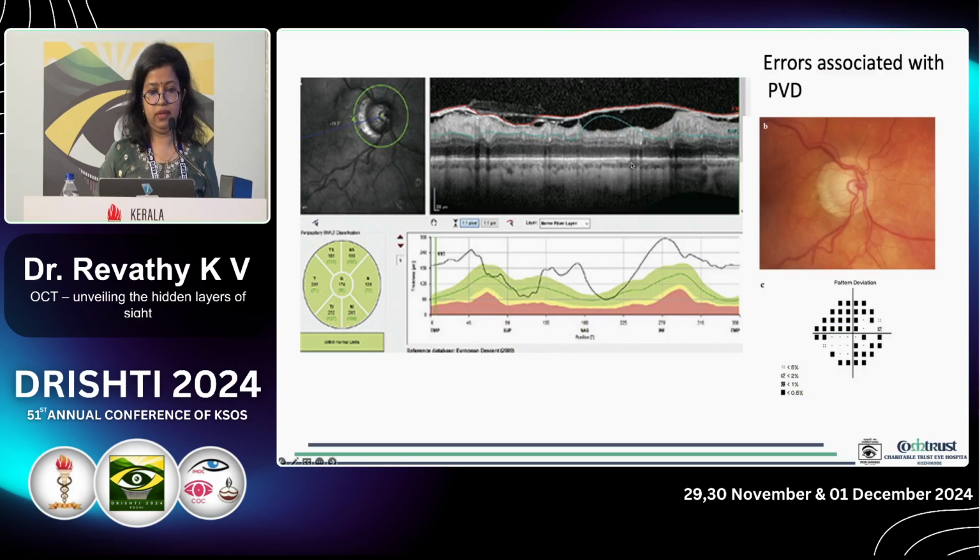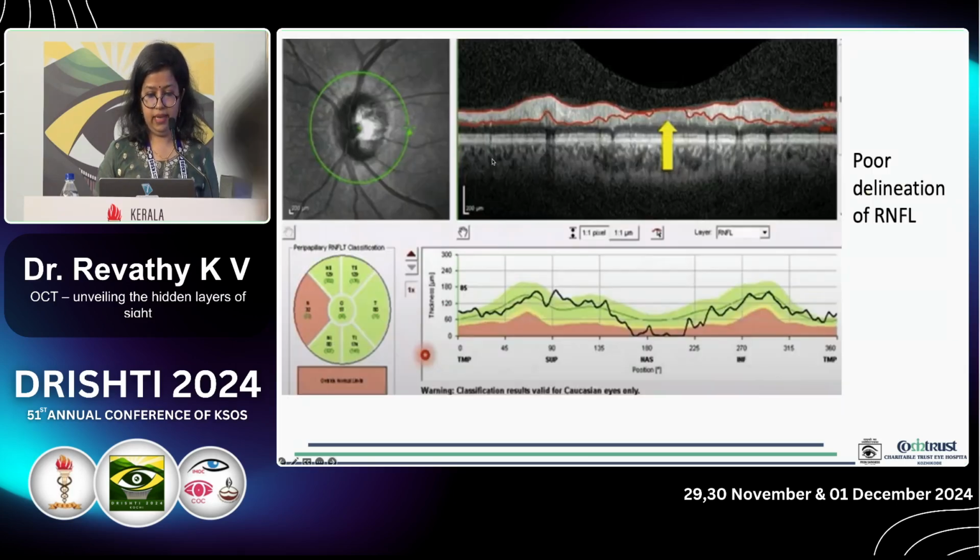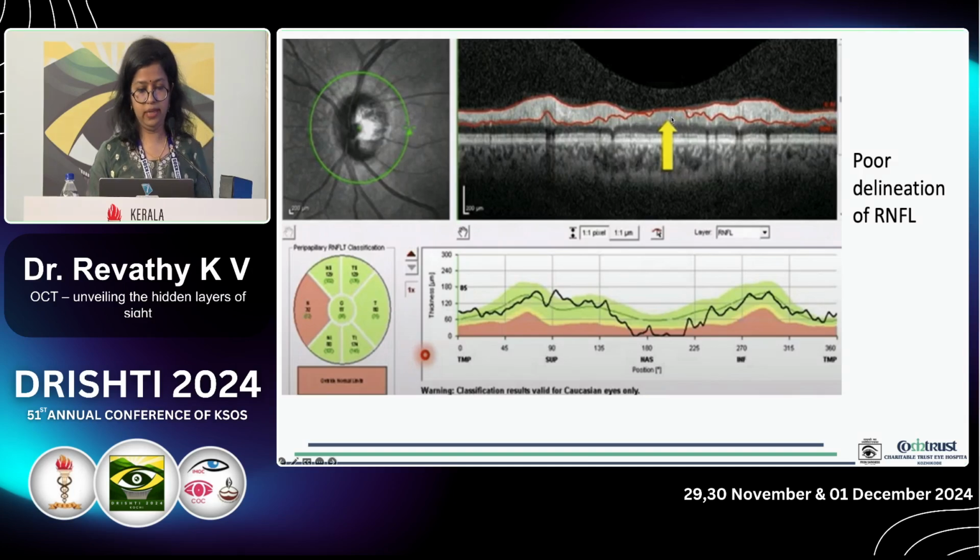Next, associated with the PVD, you can see the segmentation is not again proper here. The inner plexiform layer and the internal limiting membrane is not segmented, resulting in a very thicker retina. Even though the disc and the visual field are showing glaucomatous changes, the OCT appears all green in color. Next, again the same, the poor delineation of the internal plexiform layer resulting in a thinner retina.